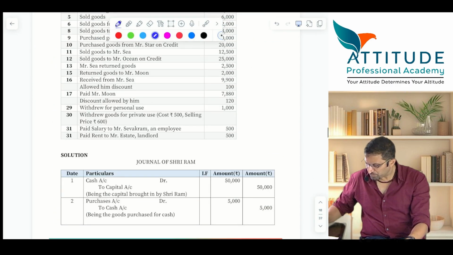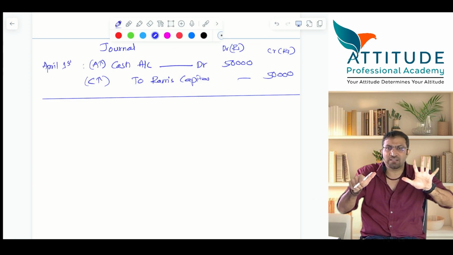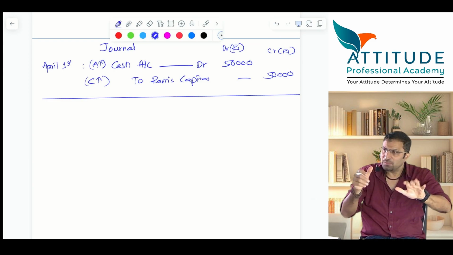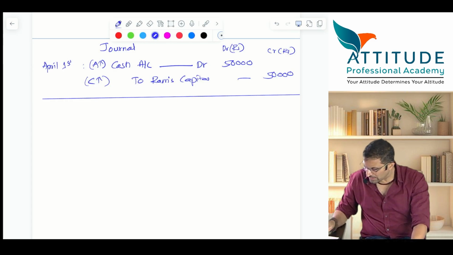So here goods will take which account? Purchase. Goods will have how many accounts? Six accounts. Goods, that is purchase account, purchase return, sales account, sales return, opening stock and closing stock. Here it is purchases. What is the date? April 2nd. Asset increases. Purchases account debit.